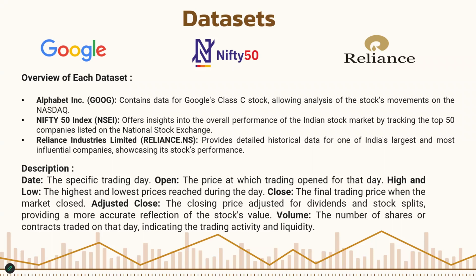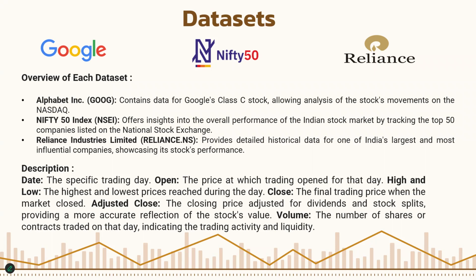stock performance. The key attributes include date, which is the trading day; open, the starting price of the day; high and low, which are the maximum and minimum prices; close, which is the final trading price; adjusted close, adjusted for dividends and splits; and then comes the volume, which is the number of shares or contracts traded.